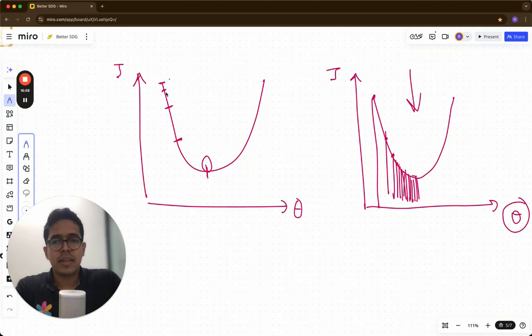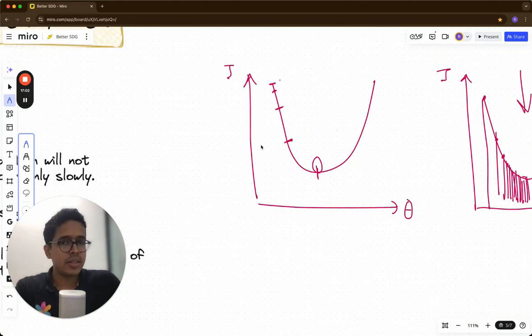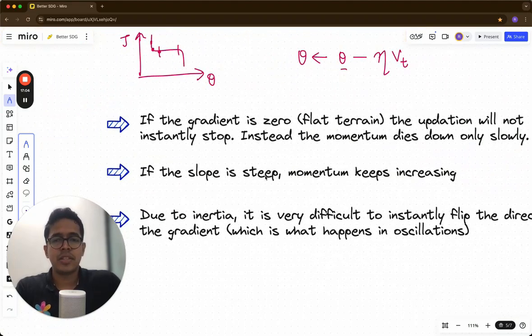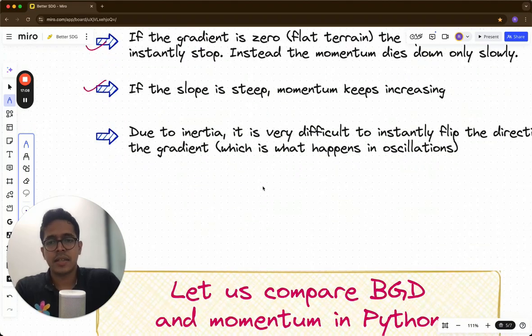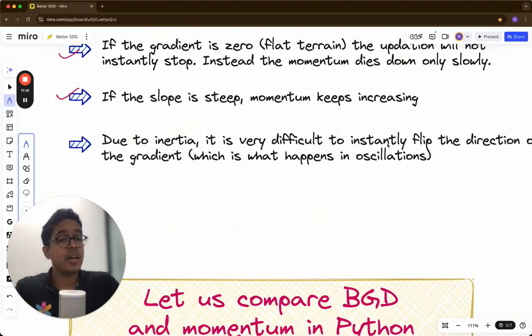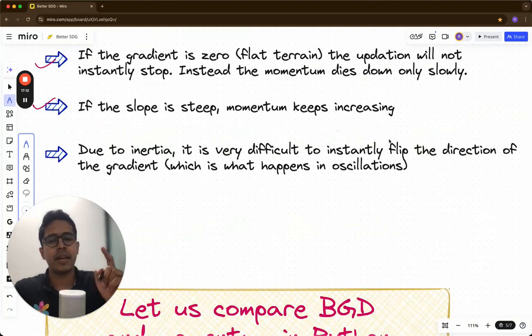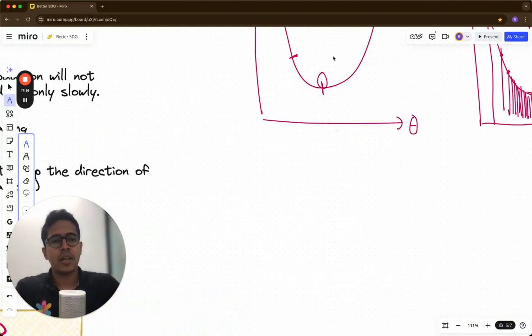In momentum, on the other hand, it becomes faster and faster. So this is one advantage, where if the slope is steep, the momentum keeps increasing. This we already discussed. And the final thing is, due to inertia, it's very difficult to instantly flip the direction of the gradient, which happens in the oscillations.